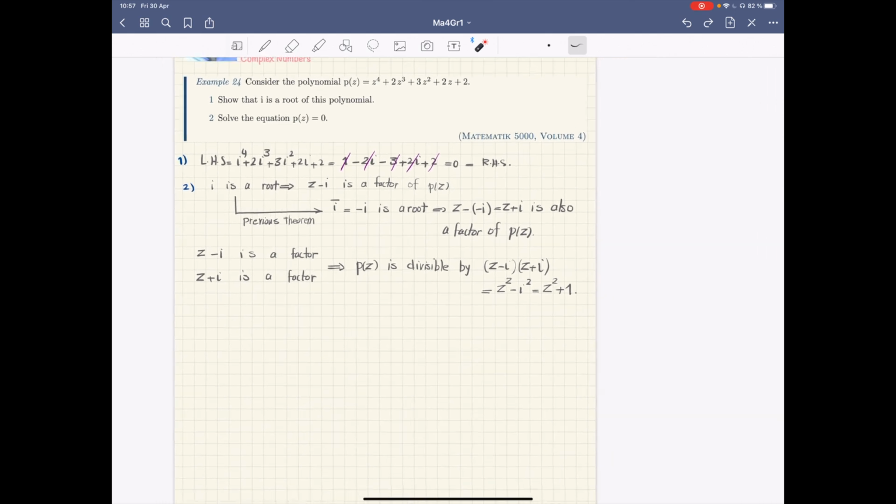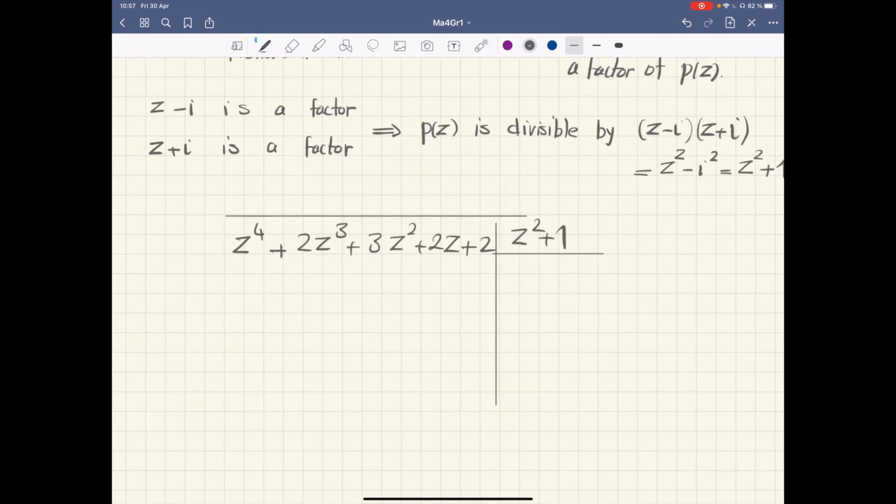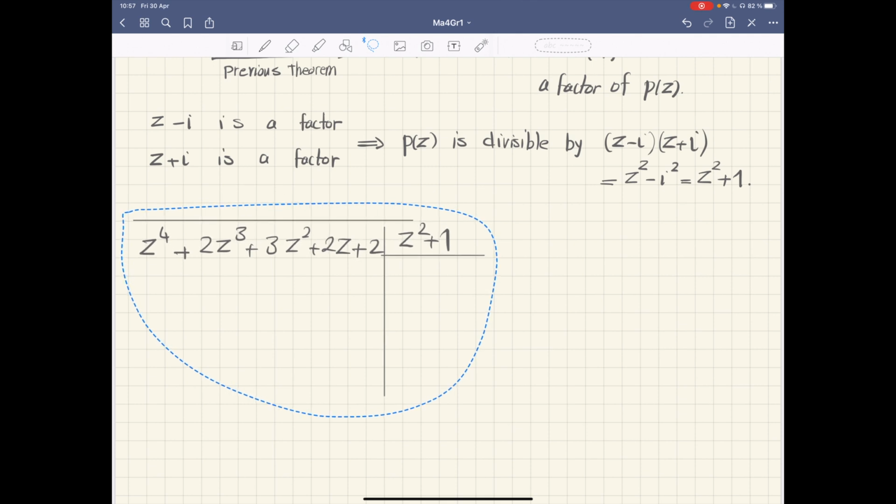So the rest of it is actually just repetition. You know what to do, yes? So you just write z to the 4 plus 2z to the 3 plus 3z squared plus 2z plus 2, and I divide it by what I got here, yes? Z squared plus 1. So, okay, now let me make it bigger. And if you don't mind, I am always a little bit careless, so let me just move it here. Okay, so now I just do the division quickly.